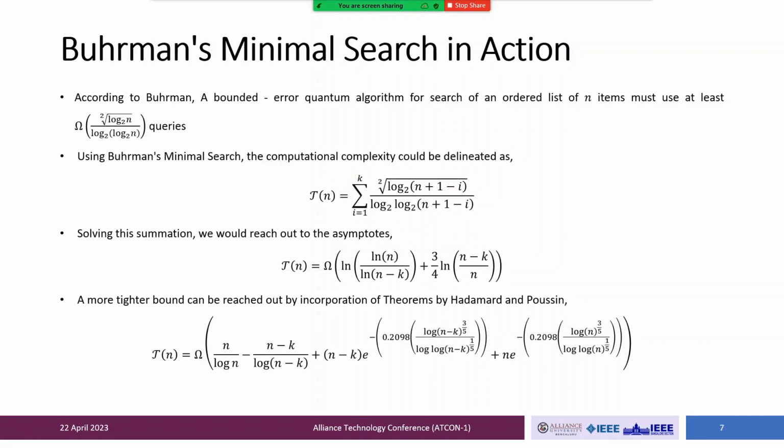So this particular summation could be solved, which we have shown in our paper, but due to the limitation of slides and the time of presentation, we are not showing the computational part. Solving this summation, we reach the asymptote that the time complexity at its minimal would be log of n upon log of n minus k added with 3 upon 4 of log of n minus k upon n. A tighter bound could be reached by incorporating the theorems of Hadamard and Pauson. So this would lend us this particular value, which can also be used later on.